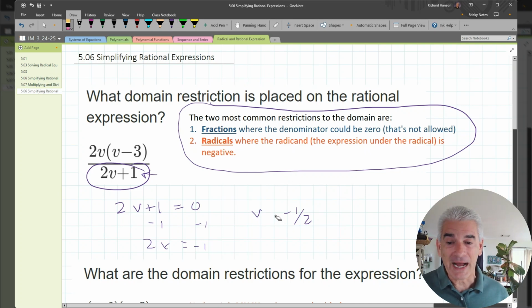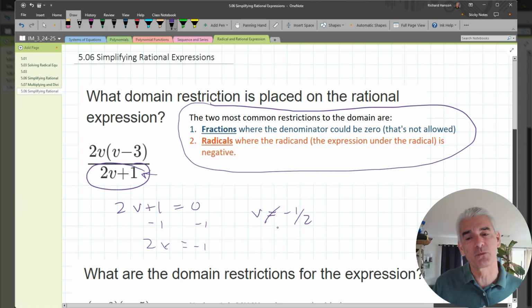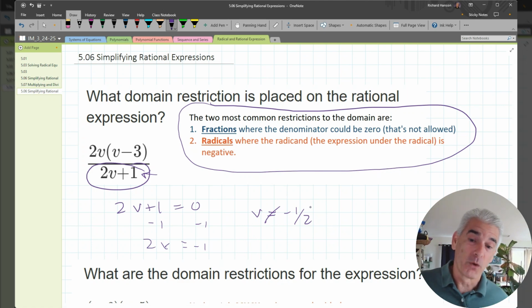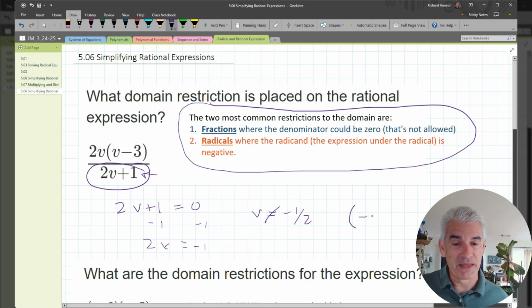So I am allowed to plug in any other value of v, except I can't plug in v equals -1/2. This is a really common way to express that. Another way to express this using interval notation is to say I can plug in anything less than -1/2 and anything greater than -1/2. In interval notation, you would say from -infinity to -1/2, and I'm not going to plug in -1/2, so I'm going to use a parenthesis there because in interval notation, this means not including.